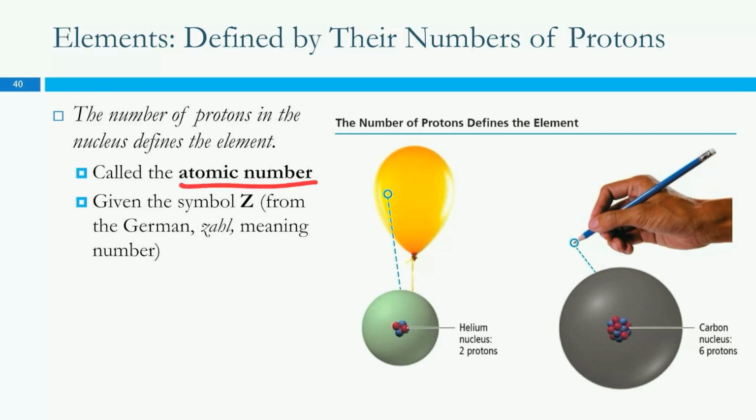And the symbol, somewhat frustratingly for us speaking English, for atomic number is Z, which comes from the German Zahl, which means number. So really it's just the element's number. So you just got to remember that's Z. And of course we have A also as another variable, but the number of protons in the nucleus defines the element.